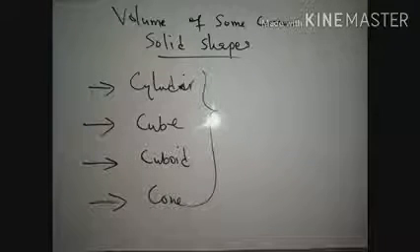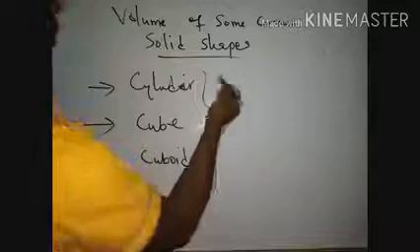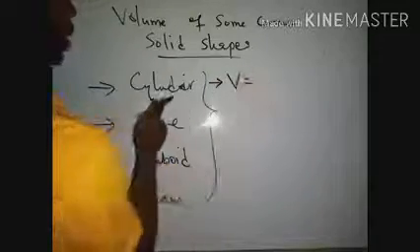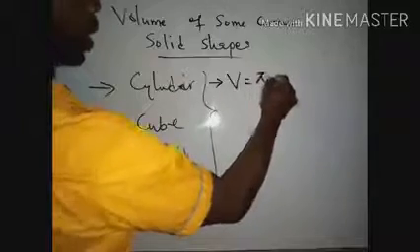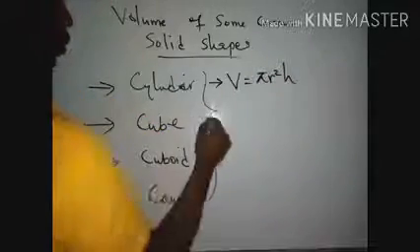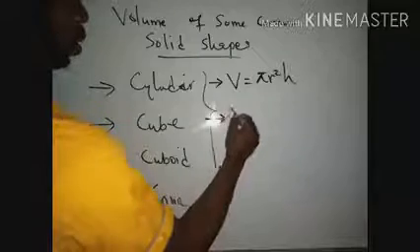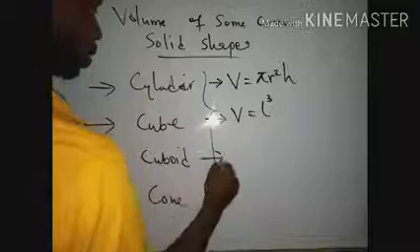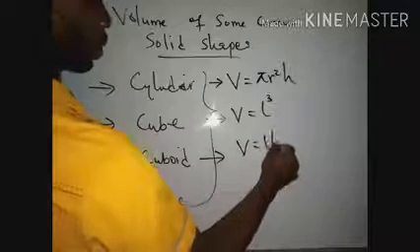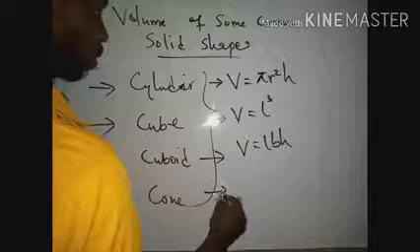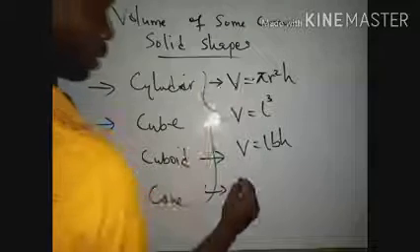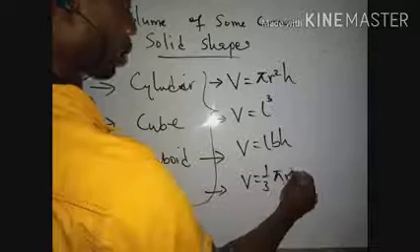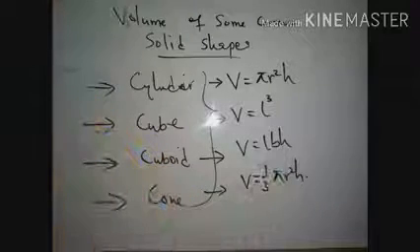So let me give you the volume straight away. Maybe that will help us. The volume of a cylinder will be pi r squared h. Volume of a cube will be L cubed. The volume of a cuboid will be L times B times H, and the volume of a cone will look exactly like this, with 1/3 attached to it, times pi r squared h. Let's get to work.